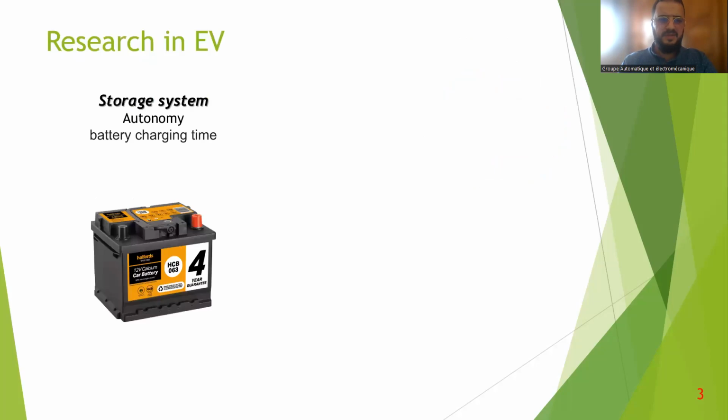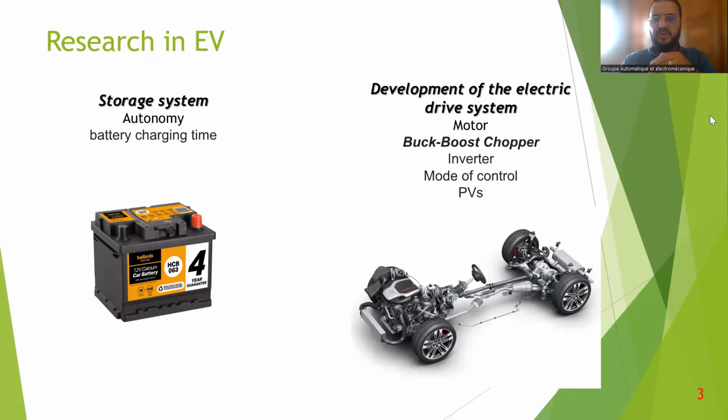Of course, this will have a problem. This problem is the storage system, the autonomy, and the battery charging time. So much research tries to increase the autonomy and decrease the battery charging time. And for us, we try to develop the electrical drive system, the motors, the main buck-boost chopper, inverters, modes of control, and even try to integrate PVs.